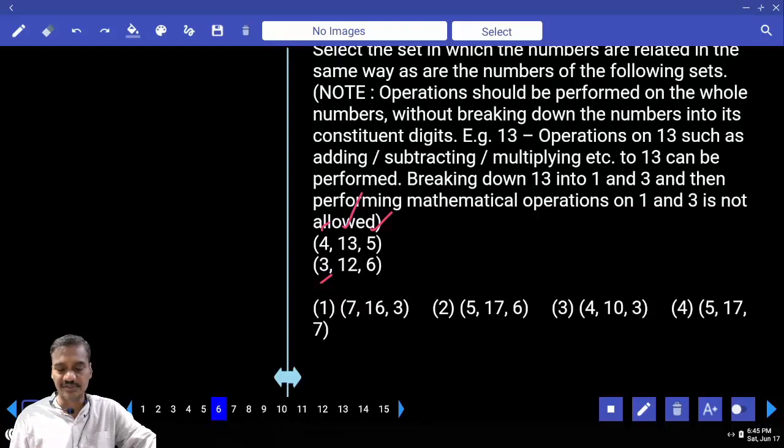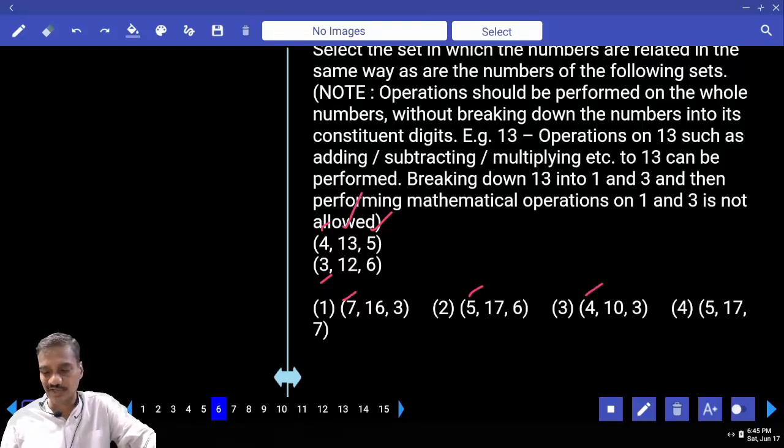And the next one in the same way. 7 into 2, 14, plus 3, 17. 5 into 2, 10, plus 6, 16. 4 into 2, 8, plus 3, 11. 5 into 2, 10, plus 7, 17. What is your answer here? Choice 4, question number 6.